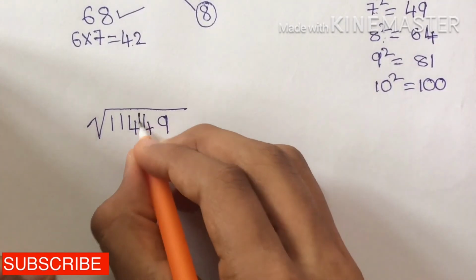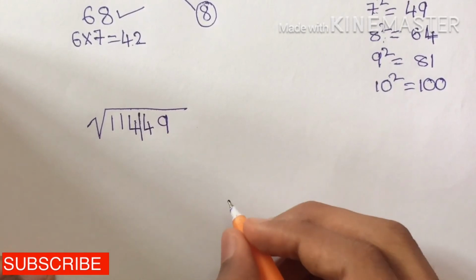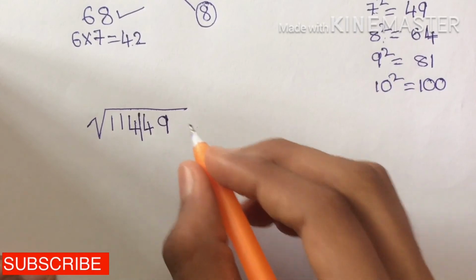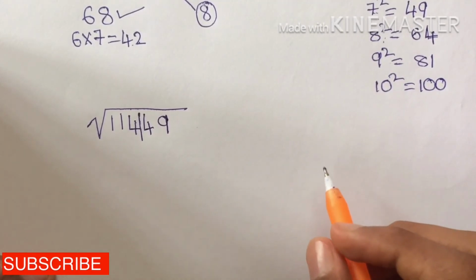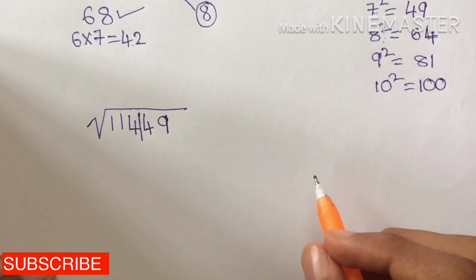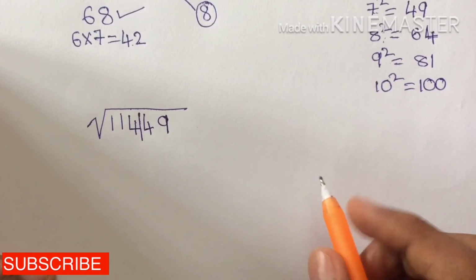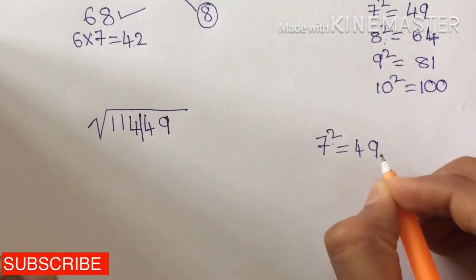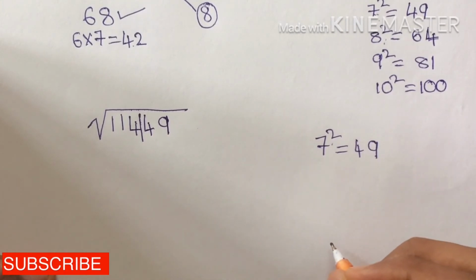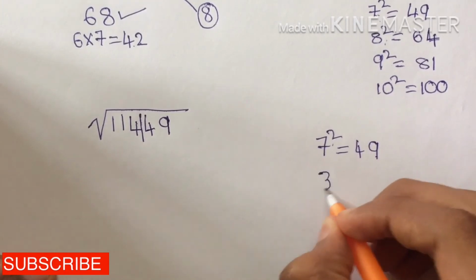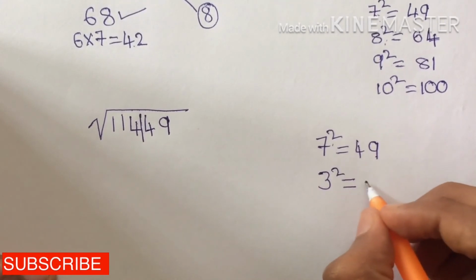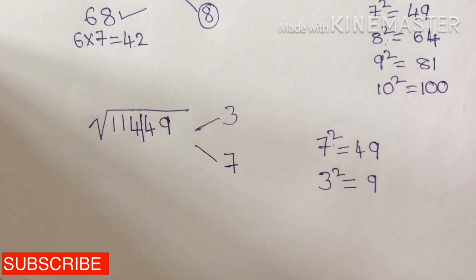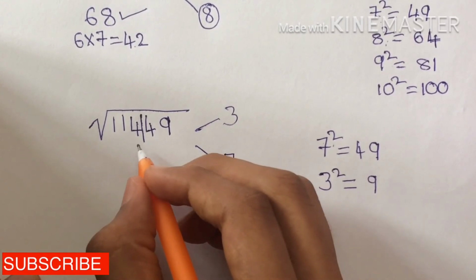Divide two numbers from the right side and leave the remaining three numbers as they are, and we can observe that 9 is the last digit in this number. And 9 will come in which squares, friends? Yes, 9 will come in 7 square, which means 49, and it will come in even 3 square. Yes, 3 square is 9. We can take our options as 3 and 7, and 114.